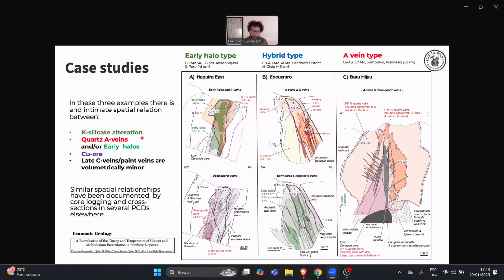So from this pure field point of view, there is a very strong correlation with these early veins, either A veins or early halos, and potassic alteration and the ore. And this has been described for deposits where this type of work has been done.